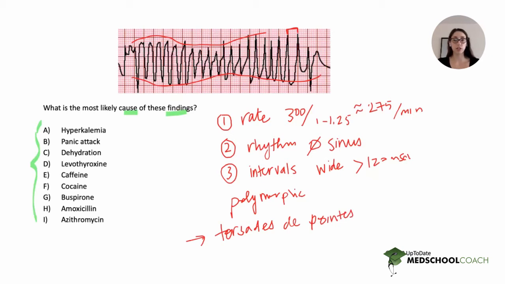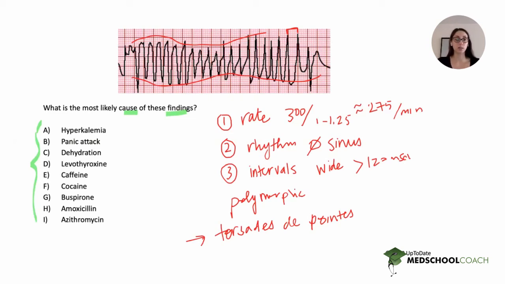Let's take a look at the question. The question is asking us, what is the most likely cause of these findings? Remember, boards questions are often two-step questions. The first step is to identify the underlying diagnosis, and the next step is to answer a question about it. So here we identify that this was torsade de pointes. And now the next question is understanding what is actually causing this.